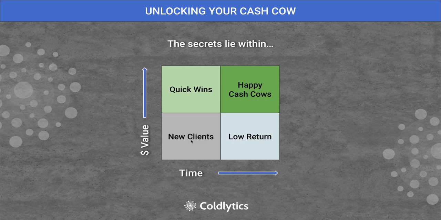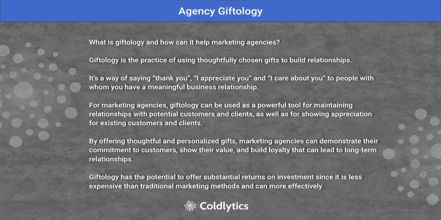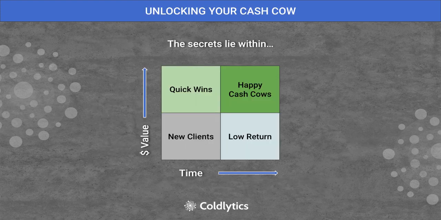Some clients come right out of the gate and they spend a lot of money, and those are nice quick wins to identify. And then on the other side, you've got the low return, people who don't spend a lot of money, but they do stay. Oh, I skipped a slide. Let's go back. And then in the top right corner, of course, the more time a client spends with you and the more money they spend, these are your happy cash cows.